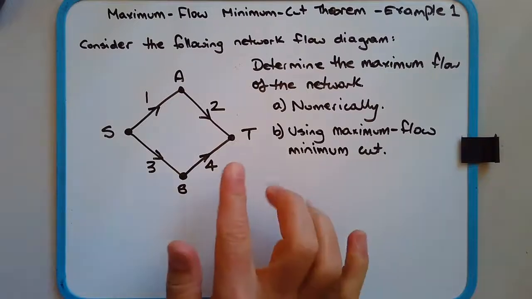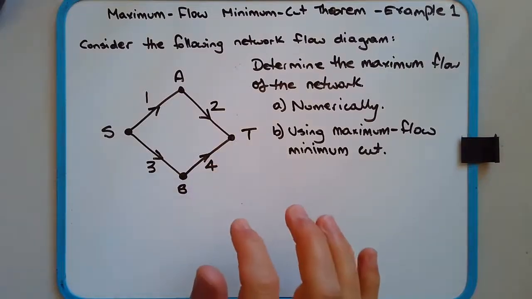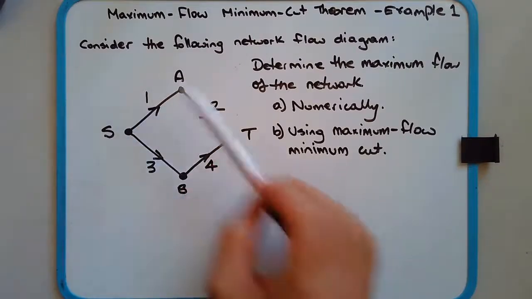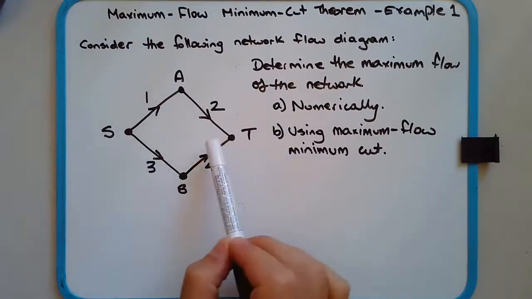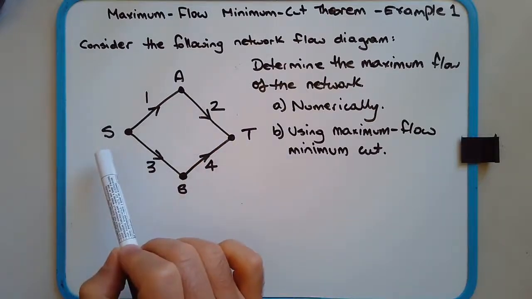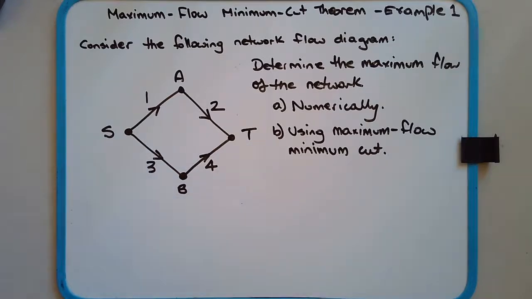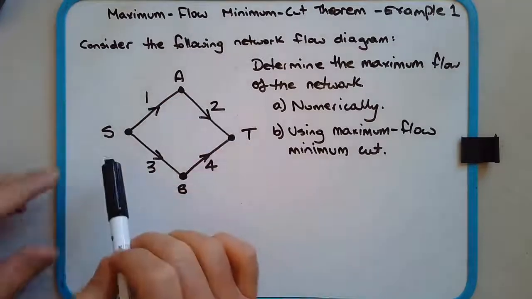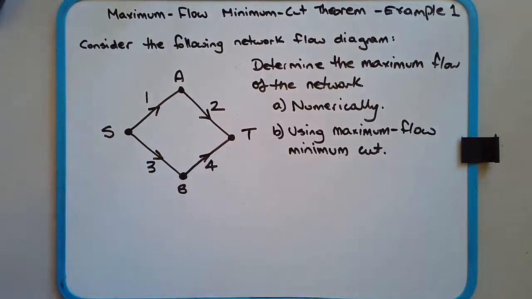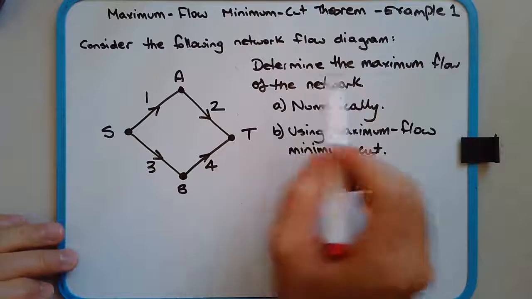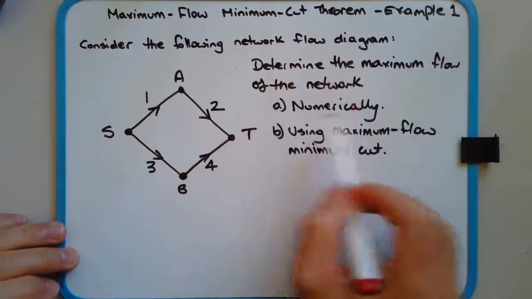So let's have a look at this network here. We have basically just four edges. There's the source and sink. Another word for source and sink is start and finish. And we've got basically two ways to go from source to sink. And let's do part A first. So we're going to determine the maximum flow of this network. We're going to determine it numerically.